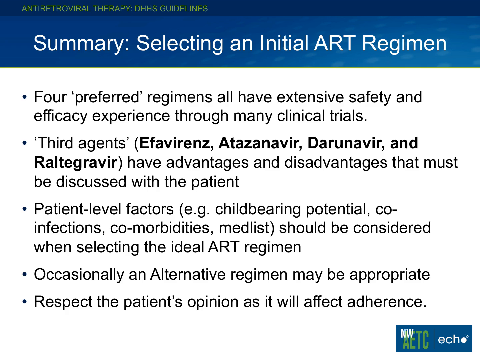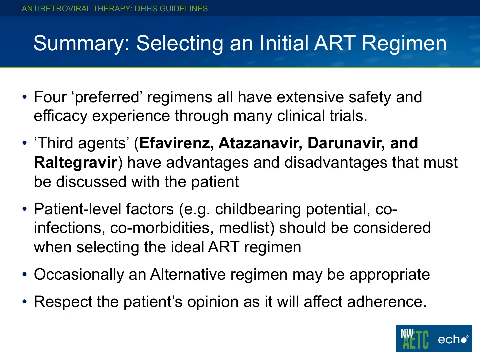So in summary, we have 4 preferred regimens that all have extensive safety and efficacy experience through many clinical trials and in all viral load strata. And these include the third agents of efavirenz, Atazanavir, Darunavir, and Raltegravir. And they each have really specific advantages and disadvantages that must be discussed really with the patient to make the best decision for that particular patient.